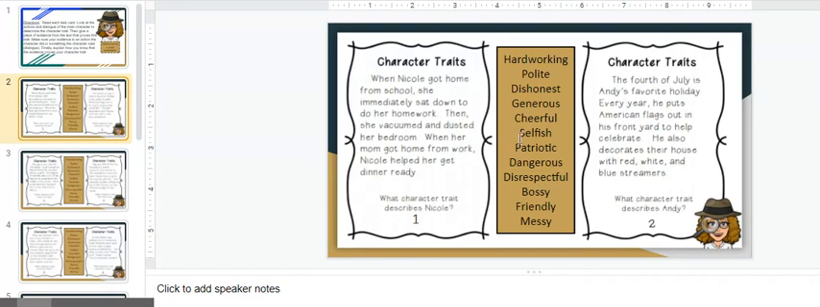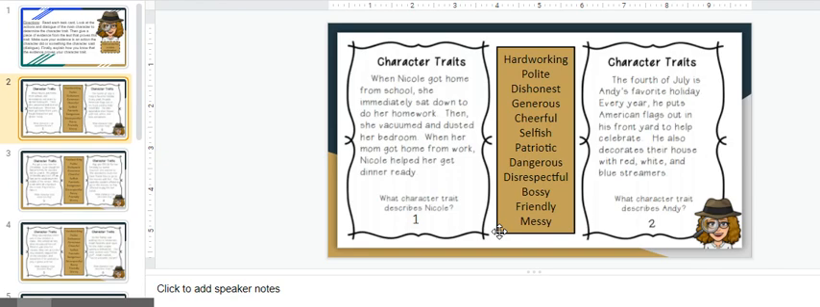Well, I gave you a list, and each one of these is going to be used once. So look through this list, and which of these describes Nicole? Well, one jumps out at me right away, and that is hardworking. Okay, so think to yourself, got to have evidence. What did Nicole do in this story that proves that she's hardworking?